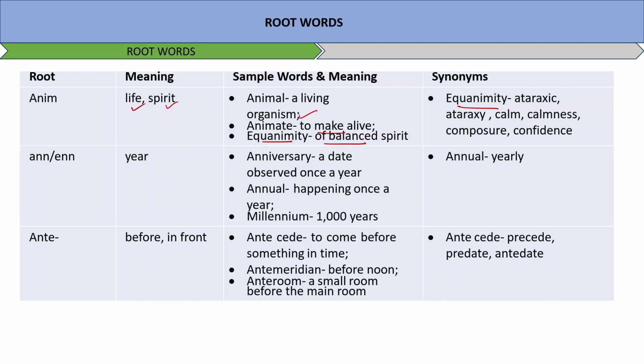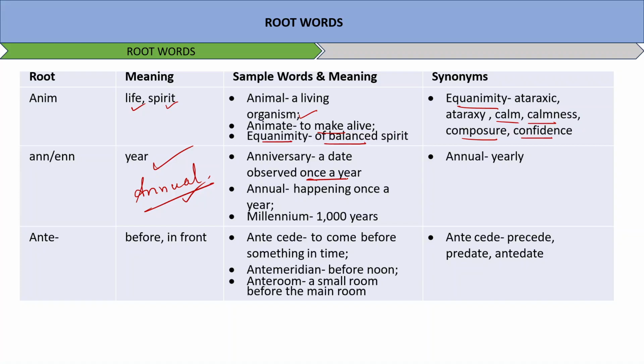Ann or enn means year. The moment you see ann, it means annual. Anniversary, a date observed once a year. Annual, happening once a year. Millennium, 1000 years. Annual means basically yearly.